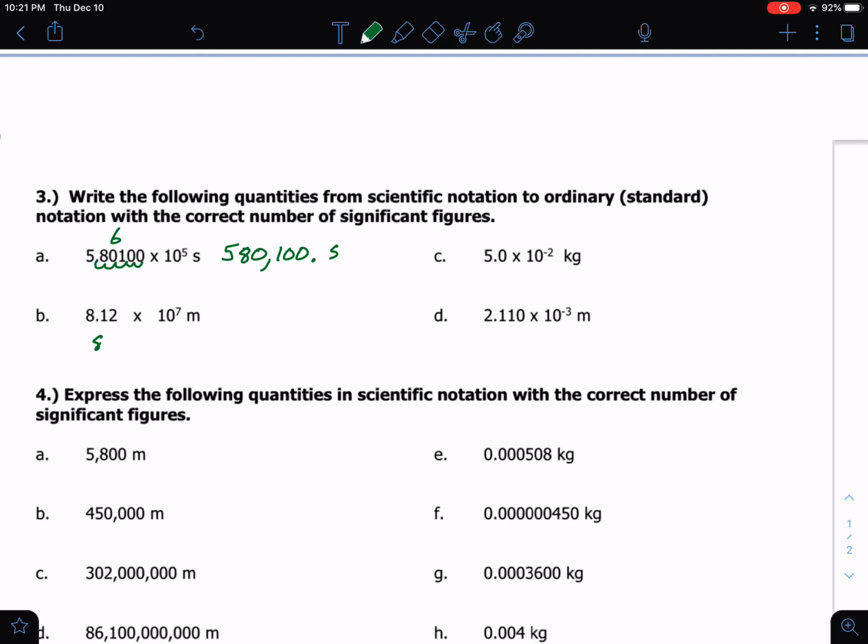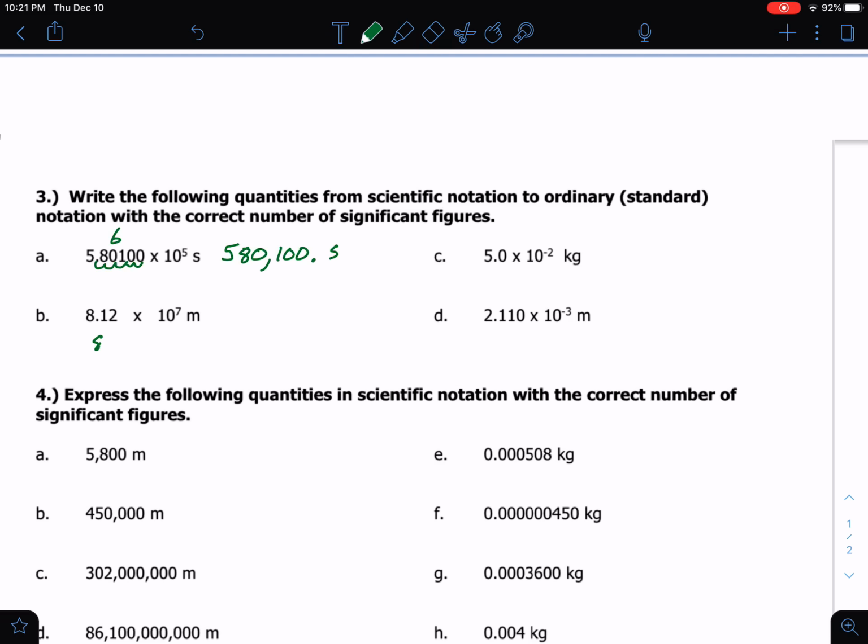Let's do another one of these. Let's jump down to C. We're going to start from where our decimal would be. It would be right here, so we're going to go over 1, 2, 3, 4, 5, 6, 7, 8. So this is going to be 3.02 times 10 to the 8th meters. I had 3 significant figures to begin with, and I have 3 to end with, so everything is good there.